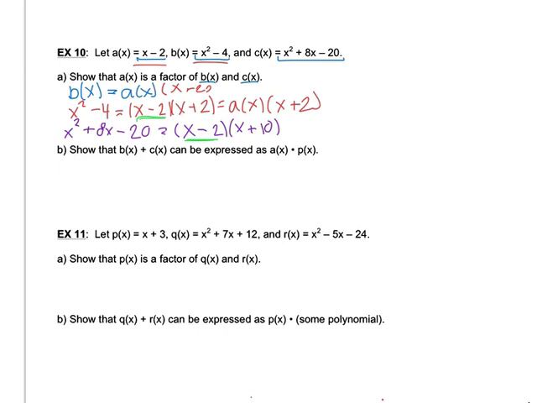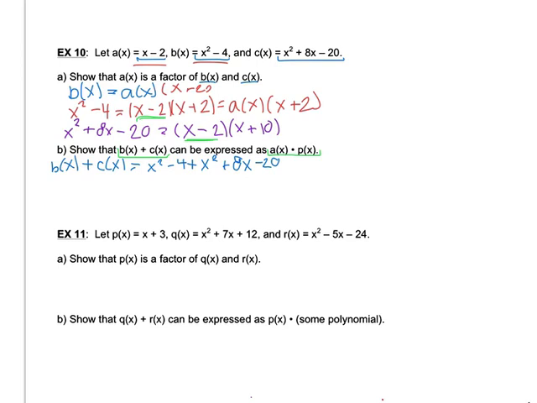Now part B is saying to show that b plus c of x can be expressed as a of x times p of x. There are so many different letters and x's, and it's overwhelming at first. So instead of b of x plus c of x, let's write what that actually is. Here's b of x, x squared minus 4, and add c of x to that. I'm going to be more specific here. I'm going to write b of x plus c of x, and rewrite what that actually is: x squared minus 4 plus x squared plus 8x minus 20.